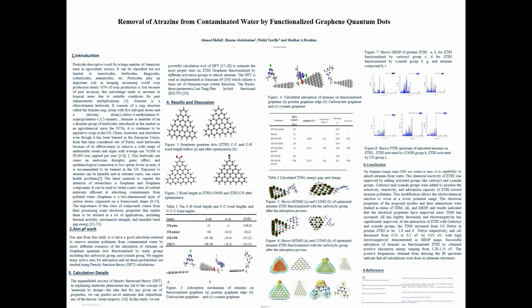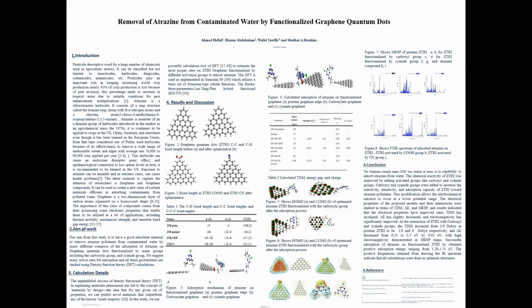We choose graphene and graphene functionalized by different groups to assess the adsorption capacity of all these compounds toward atrazine. Graphene, firstly, is a very good choice because it has a good surface area per weight and also a tunable band gap. So we use this characteristic to activate graphene with different groups like carboxylic group and cyanide group and assess its adsorption capacity toward atrazine.